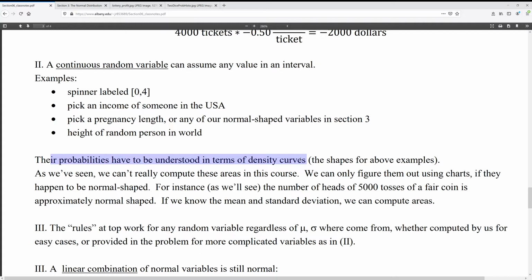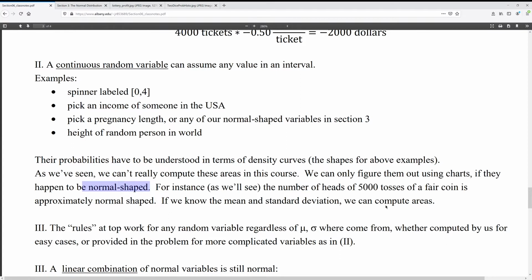The rectangle was an easy example, but it was not an important example. Like I said, it's a jumping on point. Without a lot of calculus, you can't really compute areas under these density curves. We're going to reference them. And the only one we've really done so far is the normal shape. Why that is, we'll see.